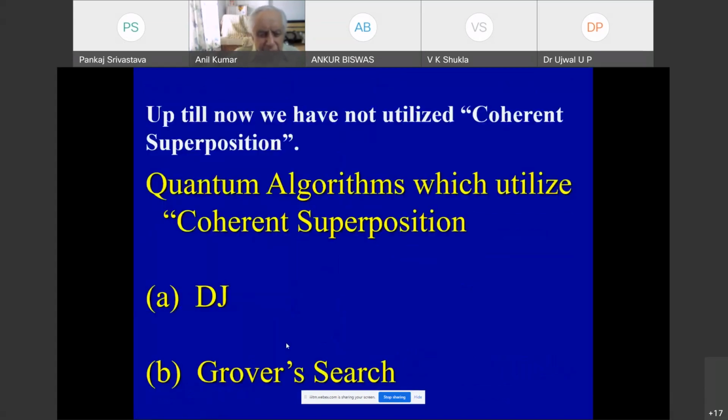Okay, up till now, the things that I have described to you, gates, etc., we have not utilized coherent superposition. So quantum algorithms which utilize coherent superposition, I will show you two of them, DJ and Grover's. Deutsch-Jozsa. These are proper names of the people, but it's abbreviated DJ. And Grover's.